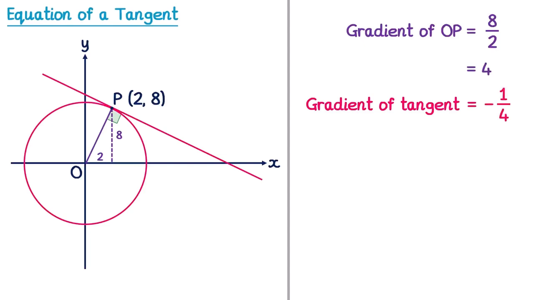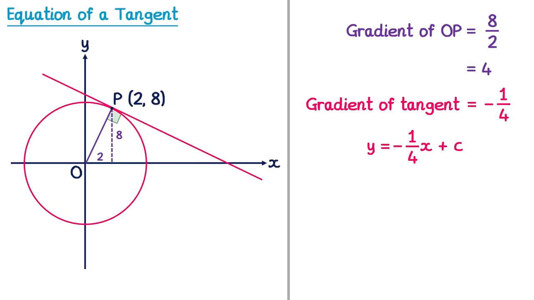What we do next is write down the general equation of a line, y equals mx plus c. So this is going to be the equation of our tangent, but we know its gradient is negative 1/4. So let's replace m with the gradient of negative 1/4. All we need to do now to complete the equation is work out the value of c, the y-intercept.